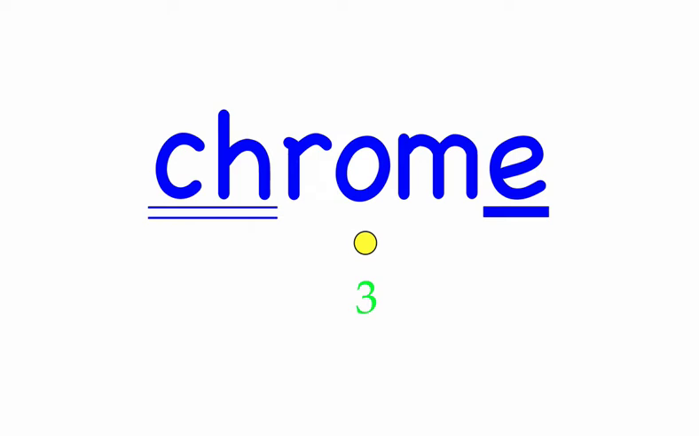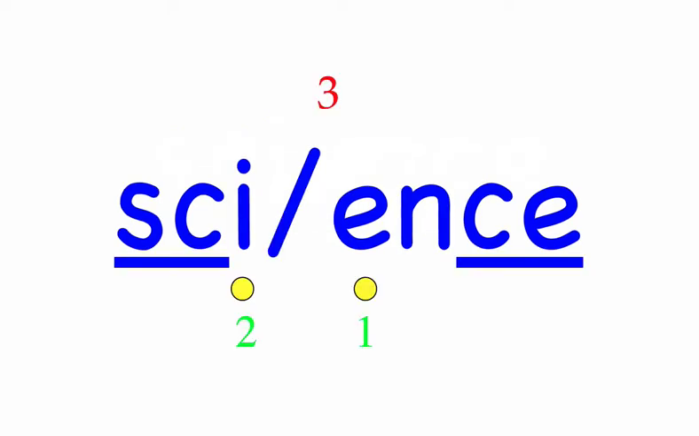My science class is third period. Science. Two syllables. First syllable, sci, two sounds. S, I. Ence, three sounds. E, N, S. Science. Mark the word.